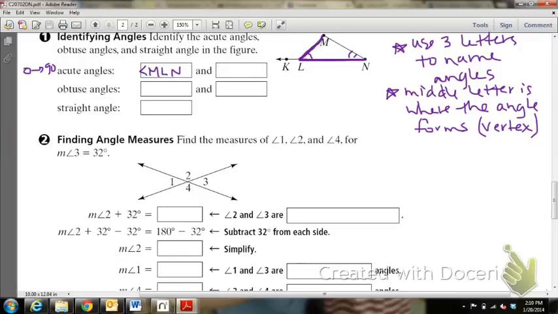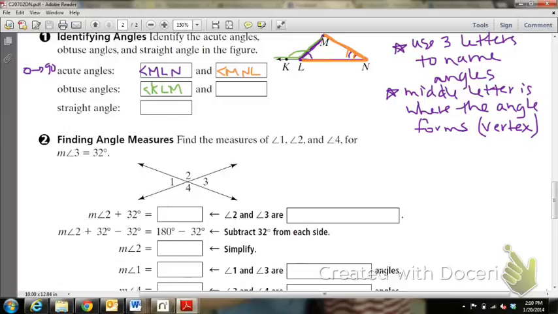Now, if I want to name angle N here, let's draw the lines that make angle N, so that N is in the middle, and it would be M, N, L. M, N, L. Obtuse angles are bigger angles. Okay, so I kind of see 2 obtuse angles. I definitely see this angle here, right? That one looks really big. So the lines that make that are from K to L to M.